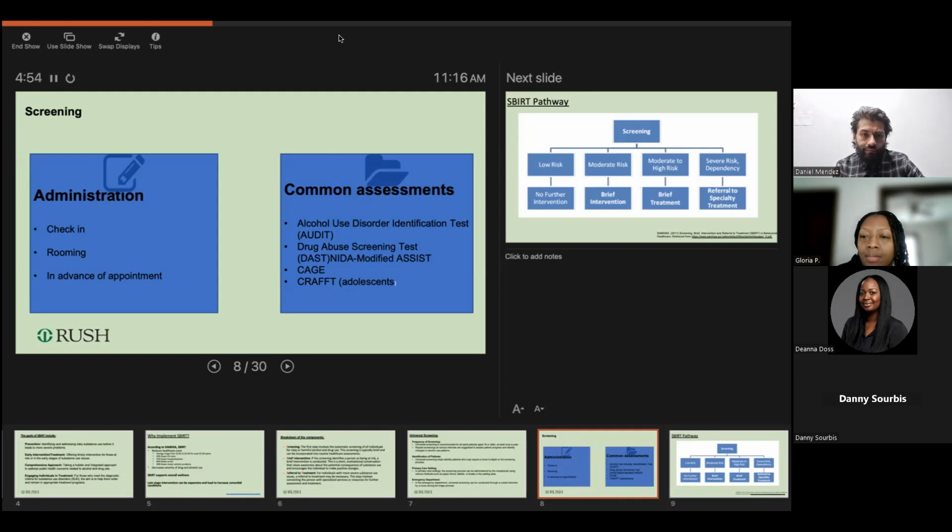So with screening, did that answer your question? Thank you. So in the administration part, you check in, you're roomed, and then in an advance appointment, someone may know that they can receive these services and may call in advance to come in. Some of the common assessments are the Alcohol Use Disorders Identification Test, which is the AUDIT, the Drug Abuse Screening Test, which is the DAST, and the NIDA-modified ASSIST. And then the CAGE and the CRAFFT. The CRAFFT is more for adolescents. I think the CAGE is as well.